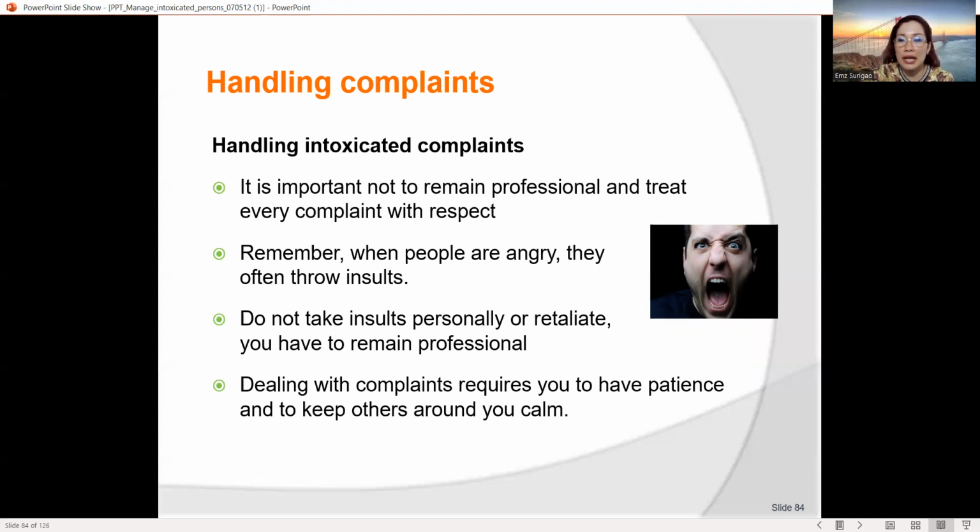Remember, when people are angry, they often throw insults. Do not take insults personally or retaliate. You have to remain professional. You don't need to retaliate or argue. Dealing with complaints requires you to have patience and to keep others around you calm, because if you're the one who is aggressive, you can create chaos.